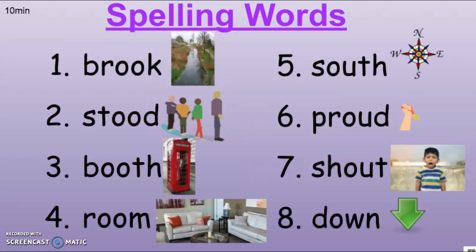Spelling words of the week are brook, stood, booth, room, south, proud, shout, down.